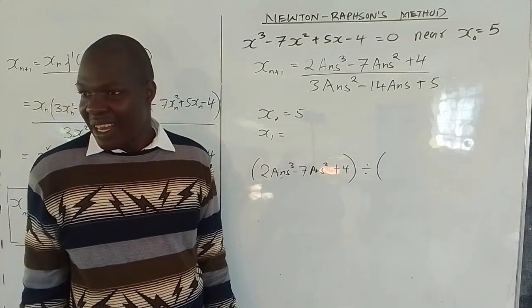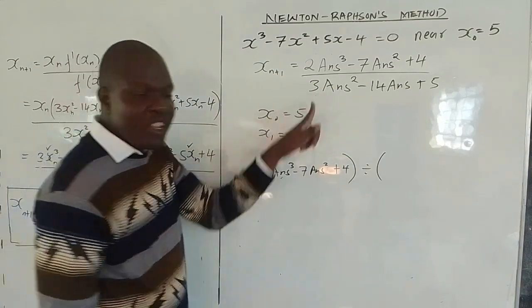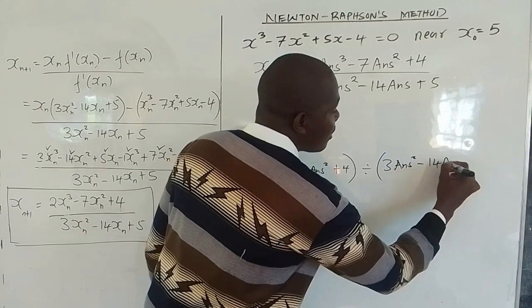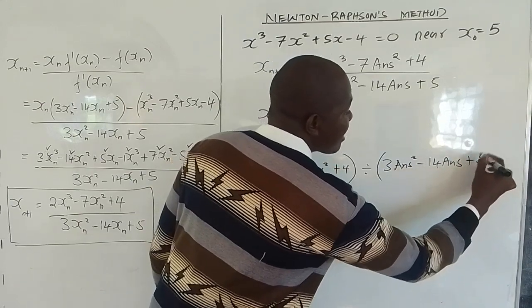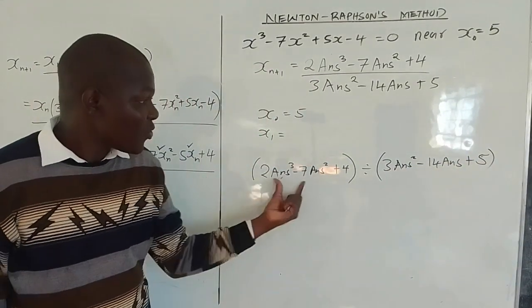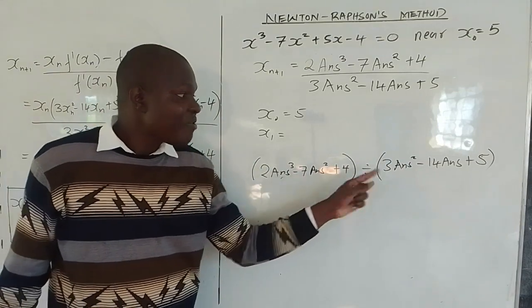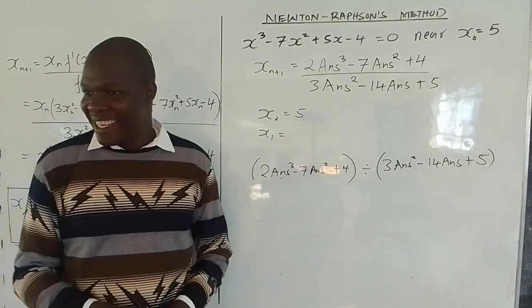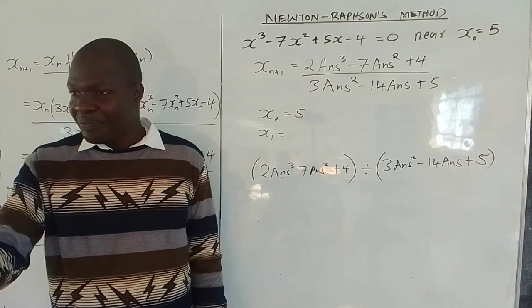Are we together? Open the bracket of the denominator, and what do you have in the denominator? 3 answer squared minus 14 answer plus 5. So it means in that calculator, this is what you are supposed to have: numerator divided by denominator. And this answer was already in the calculator, 5. Are you seeing that? Have you pressed that?